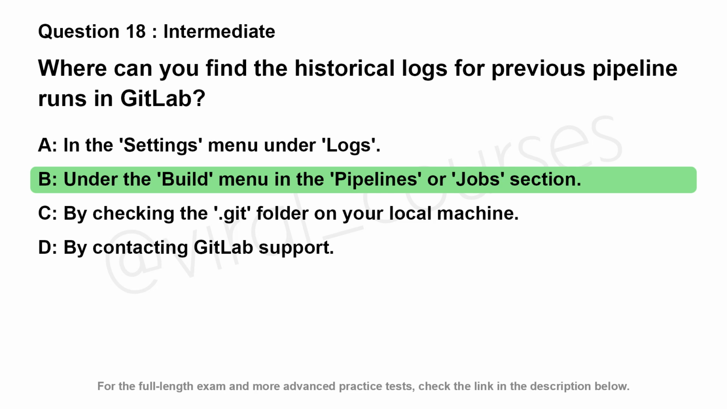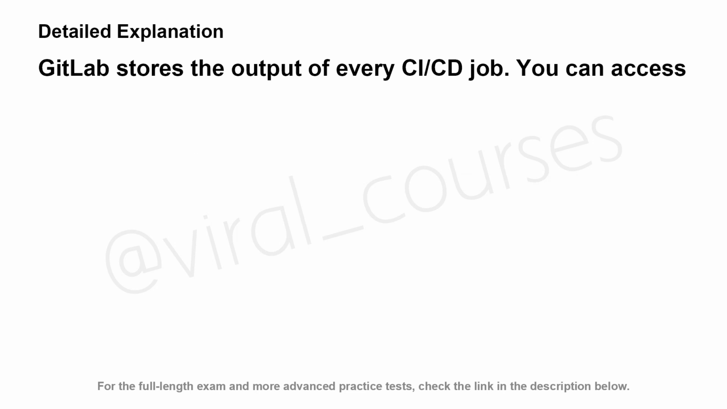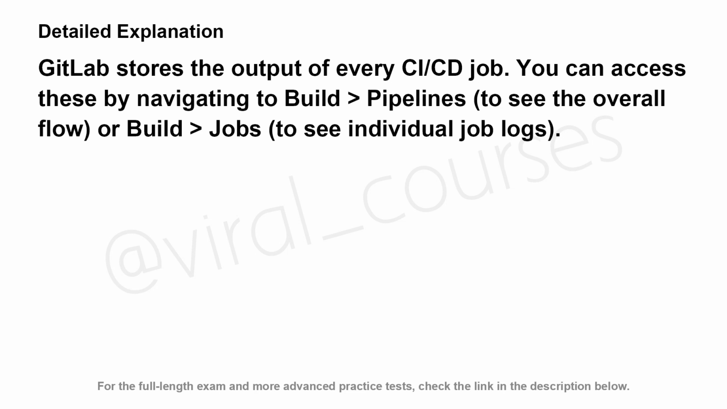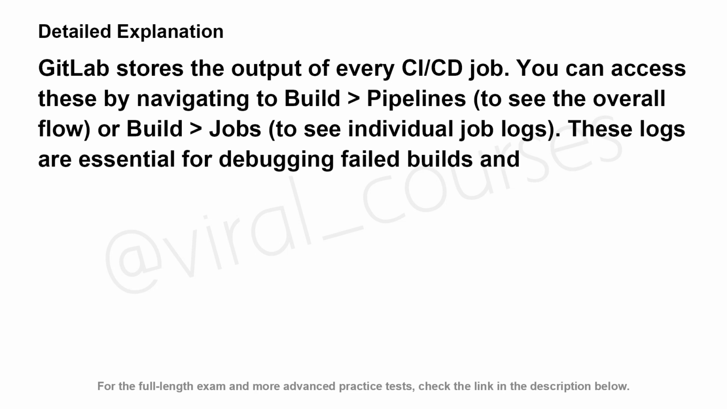The correct answer is B. GitLab stores the output of every CI/CD job. You can access these by navigating to Build Pipelines, to see the overall flow, or Build Jobs, to see individual job logs. These logs are essential for debugging failed builds and auditing deployment history.